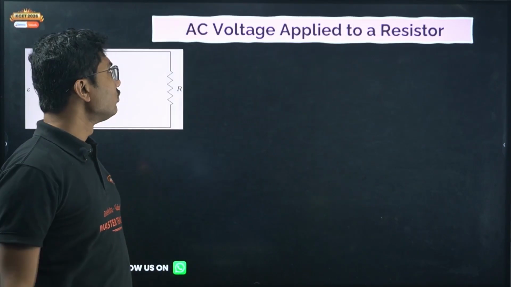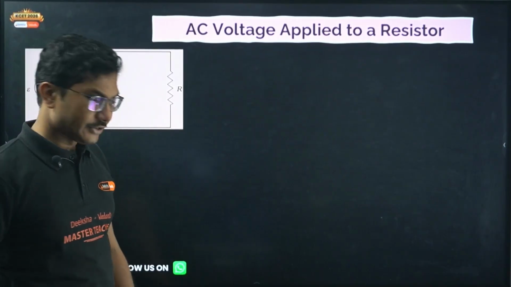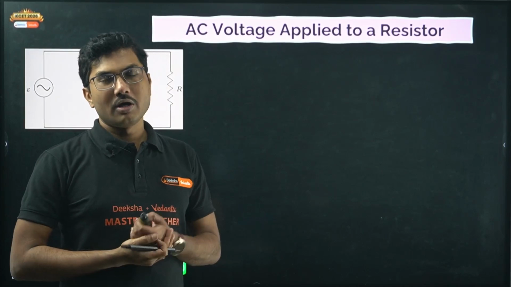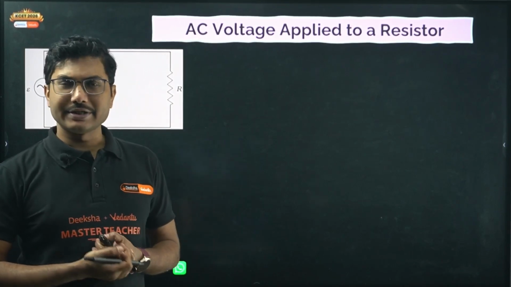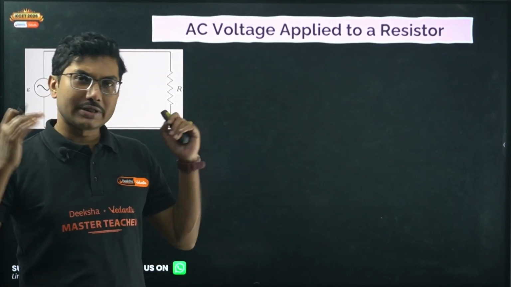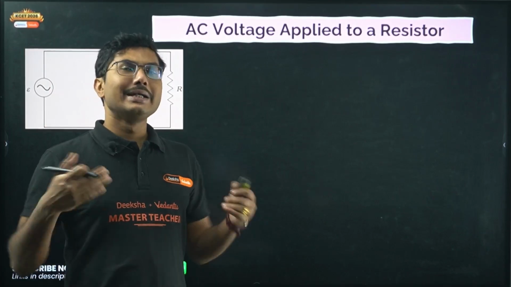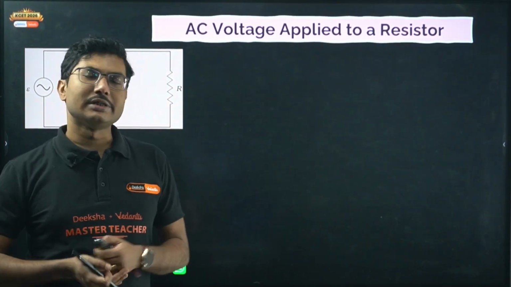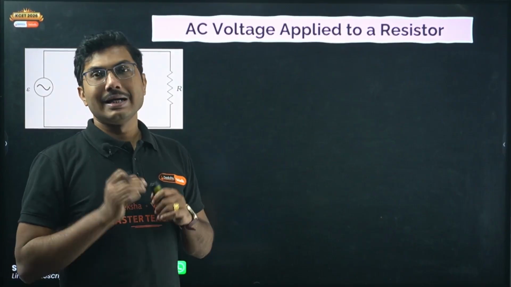Now let's move on to AC applied to a resistor. We have seen DC current applied to a resistor: Ohm's law, the energy dissipated in a resistance, the series combination, the parallel combination. Those all cases were actually DC current. Even the series and parallel combination of cells, everything was based on DC current.